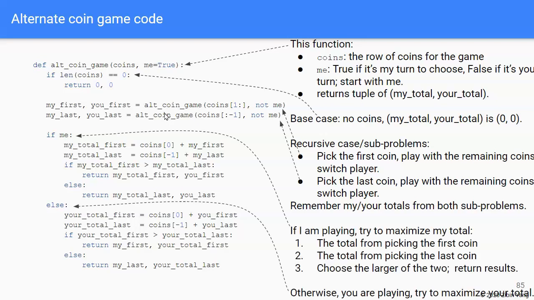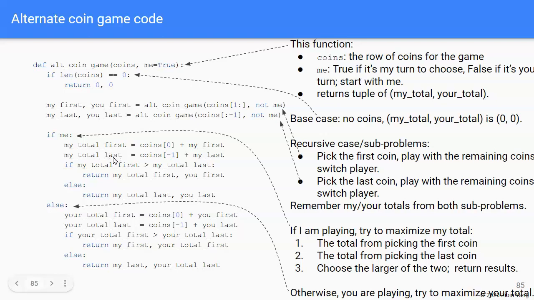Now that we have made the recursive calls, or solved the subproblems, we have to make a choice, right? Should we pick the first coin or the last coin? That depends on whether it's me who's making the decision or you. So if it is me who's making the decision, then let's calculate the total if I pick the first coin. Then my total would be the value of the first coin plus whatever I get from playing the rest of the game, right?